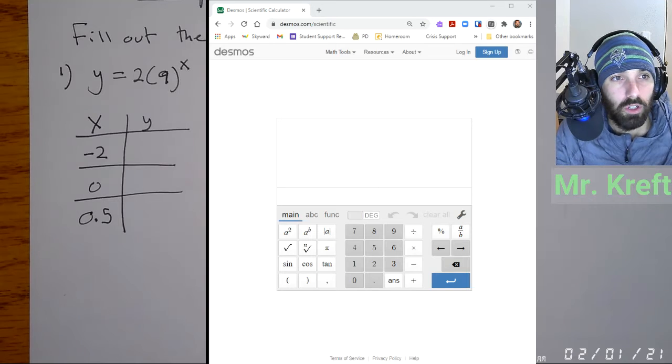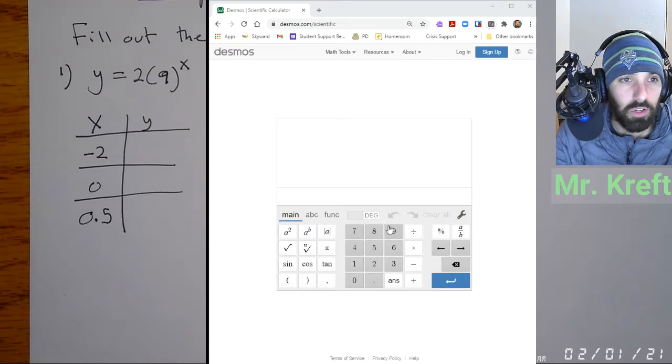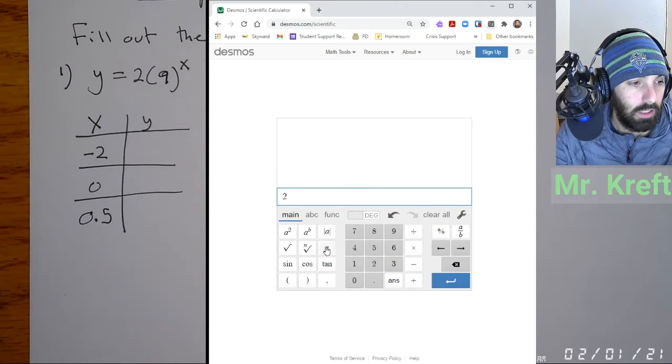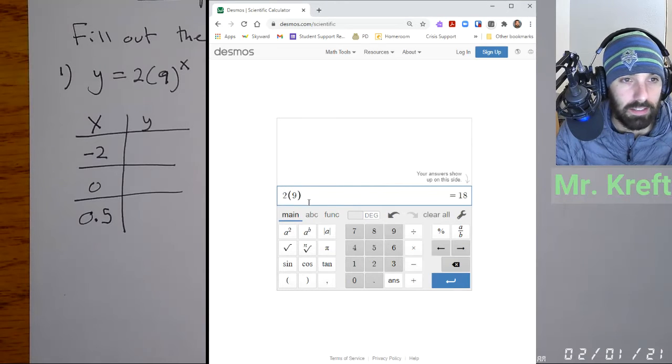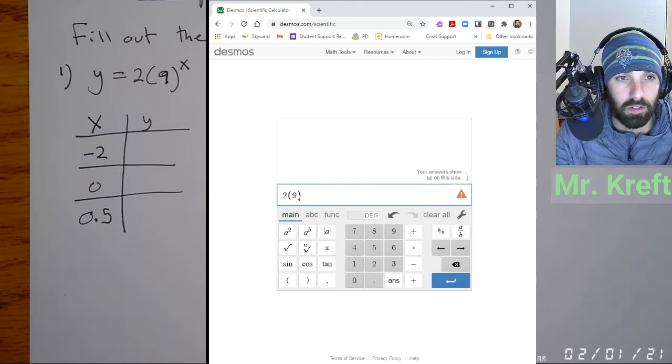using Desmos, okay? So what I want to do is get first the function looking as is. So it's 2, and then I'm multiplying by parentheses 9. And then remember to get the exponent up on the top. To get the exponent up here, I'm going to hit the A to the B button. I see that my cursor now goes up into what's called superscript, up at the top. And see how that's an X.